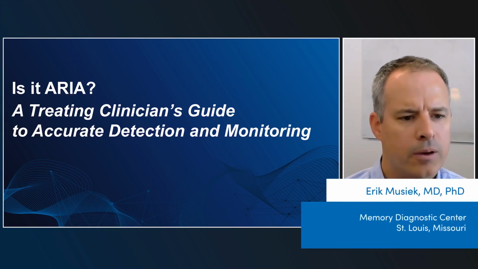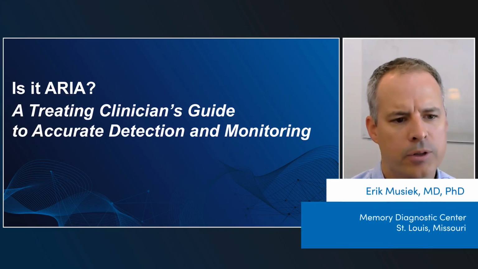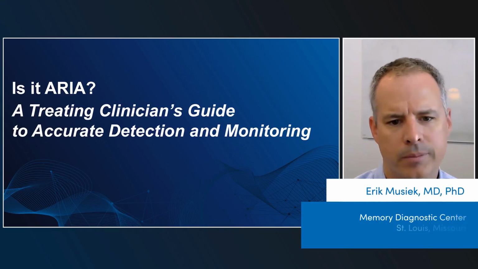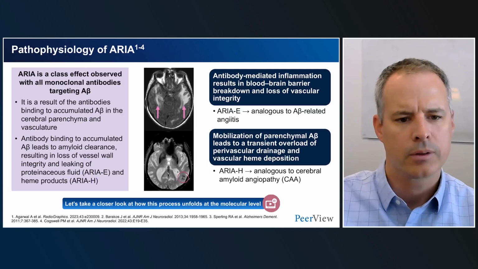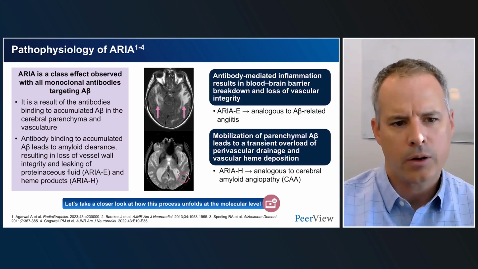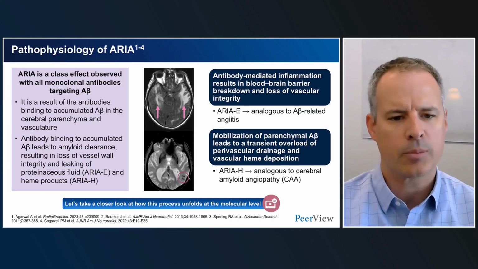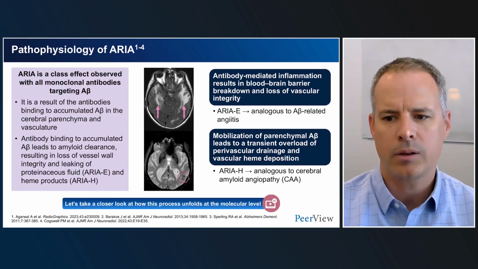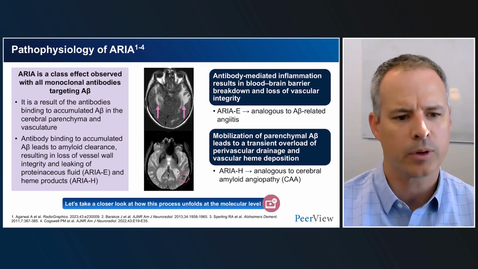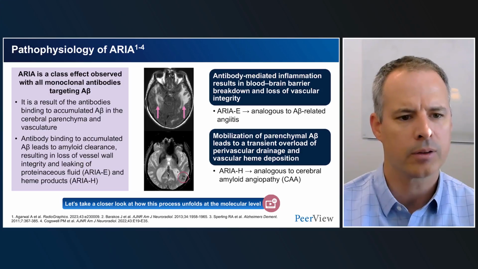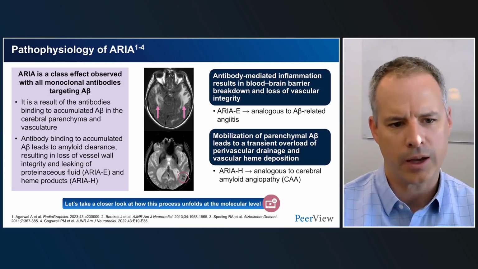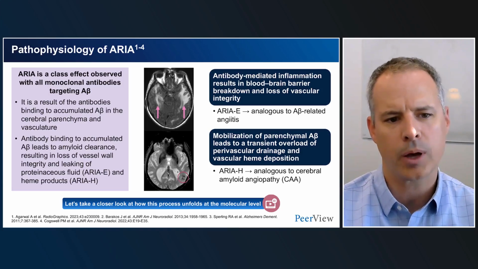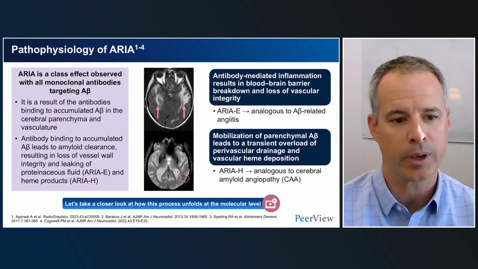So let's talk about our first topic here: is it ARIA? A treating clinician's guide to accurate detection and monitoring. ARIA, or amyloid-related imaging abnormality, is one of the main side effects of these anti-amyloid therapies that we're going to talk about in this session. And it is a class effect. So it happens with all monoclonal antibodies that target amyloid beta.